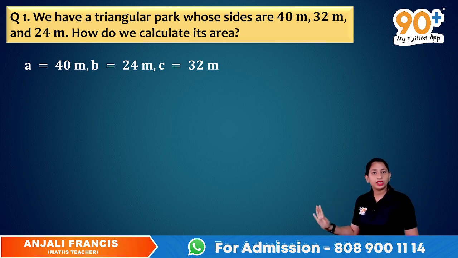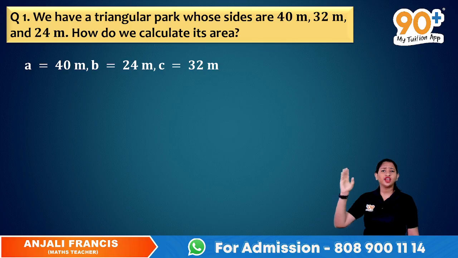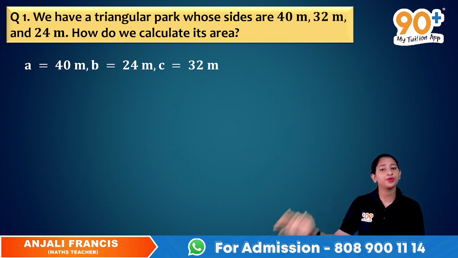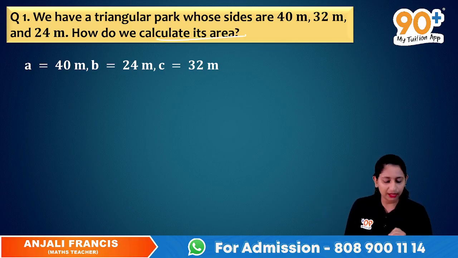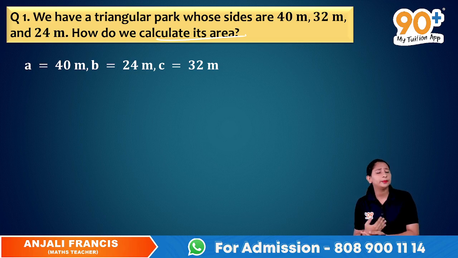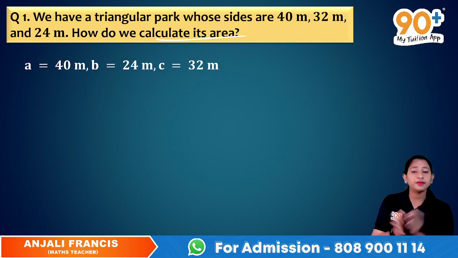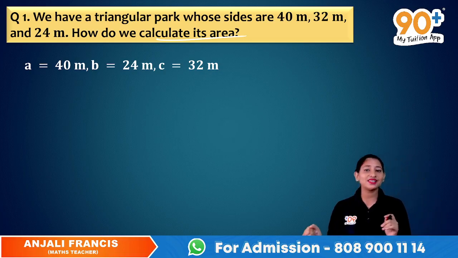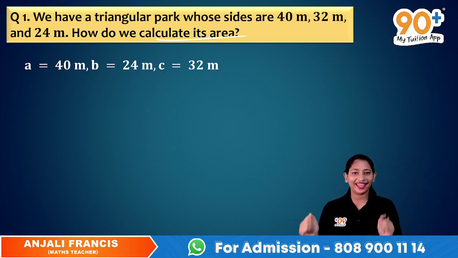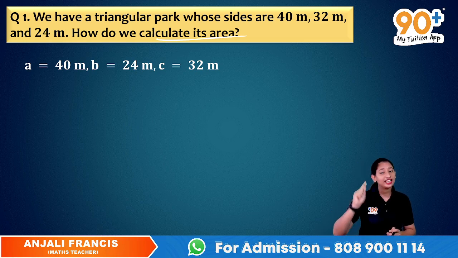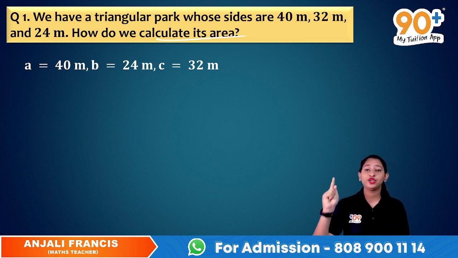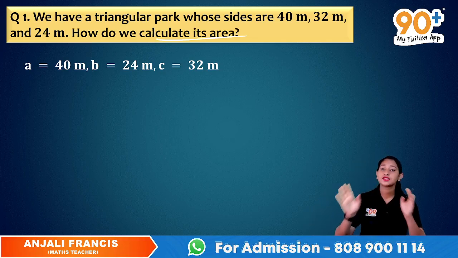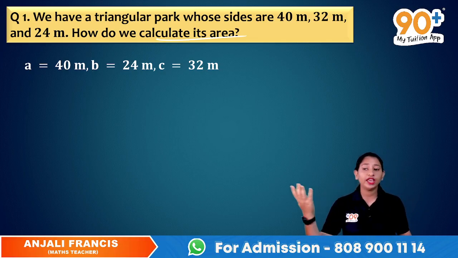We have a triangular path whose sides are 40 meter, 32 meter and 24 meter. How do we calculate its area? നമ്മൾ ഇപ്പോൾ തന്നെ ഓൾറെഡി പറഞ്ഞതാണ്. We are using the equation because the height is not given. If height were given, we could use half into b into h, but here the height is not given, so we are using Heron's formula.